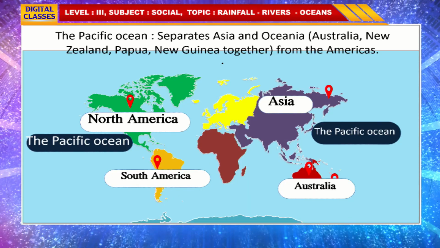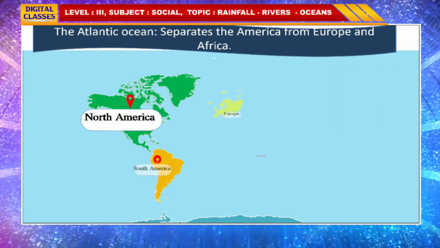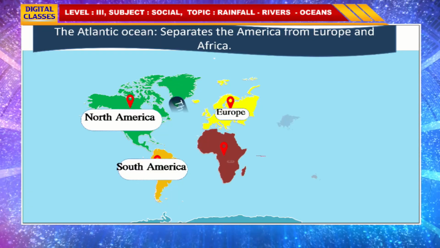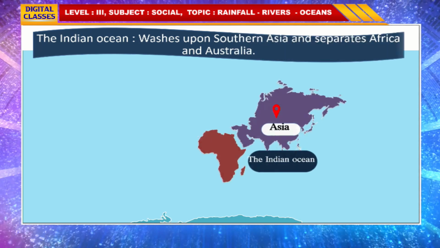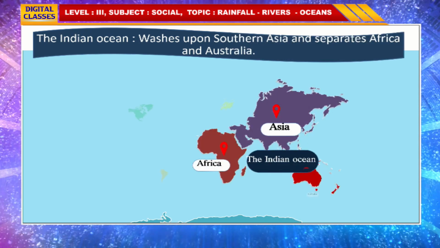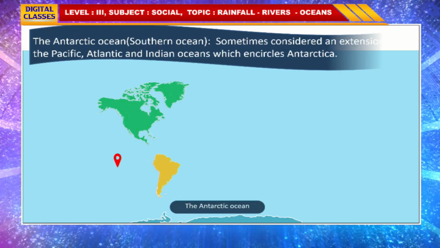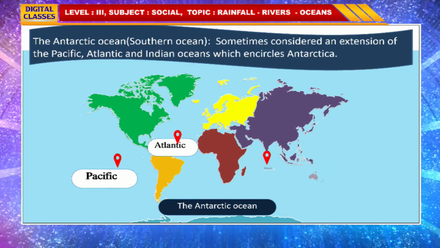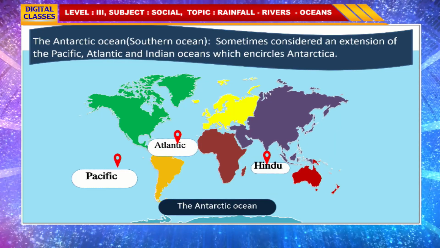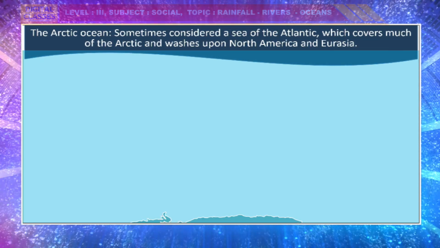The Pacific Ocean separates Asia and Oceania from the Americas. The Atlantic Ocean separates the Americas from Europe and Africa. The Indian Ocean washes upon southern Asia and separates Africa and Australia. The Antarctic Ocean or the Southern Ocean, sometimes considered as an extension of the Pacific, Atlantic and Indian Oceans, encircles Antarctica. And last comes the Arctic Ocean.